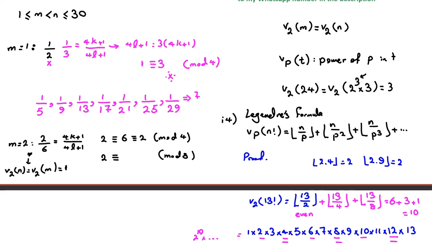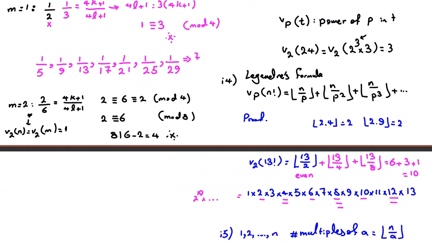6 times 4k, 24k, mod 8 is 0. 6 times 1 is 6. 6 mod 8 is not 2, because then the difference, 6 minus 2, which is 4, should be a multiple of 8. But 4 is not a multiple of 8. So we reach a contradiction for 2 over 6.